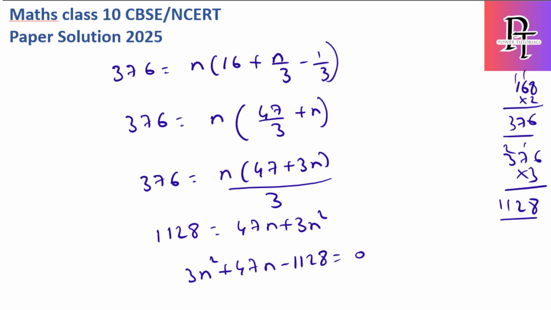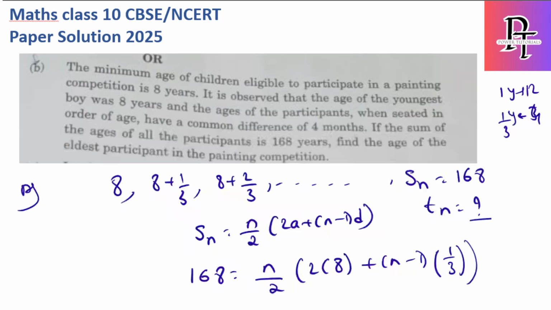Let's see the calculation first, because if you solve here and something is wrong, then definitely it will go wrong. Okay, see from starting everything is fine. 8 years 4 months, 4 months is 1 by 3. Sn is 168. So Sn 168 is equal to n by 2 into 2 into a value, which is 8, plus n minus 1 into 1 by 3. Okay, 168 into 2.